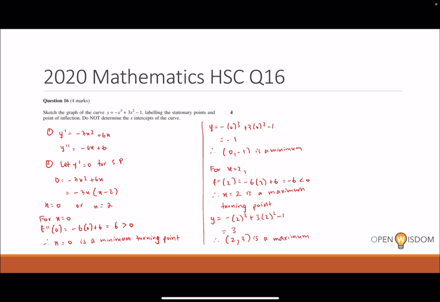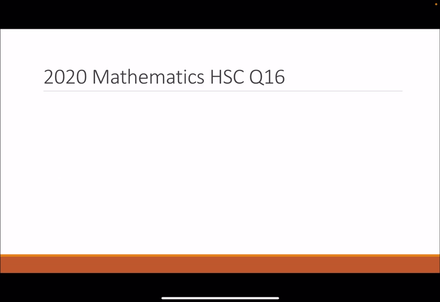Okay, so with the stationary points out of the way, we have to find the point of inflection now. So how do we do this? Well, we have to let y double dash, or the second derivative, equal 0 for points of inflection. So 0 equals negative 6x plus 6, and we want to factorize that negative 6 out, which gives us x minus 1. So therefore, x equals 1.